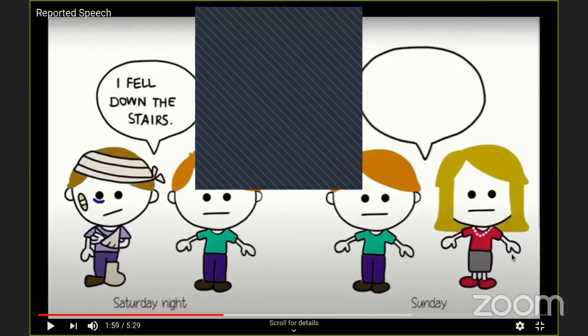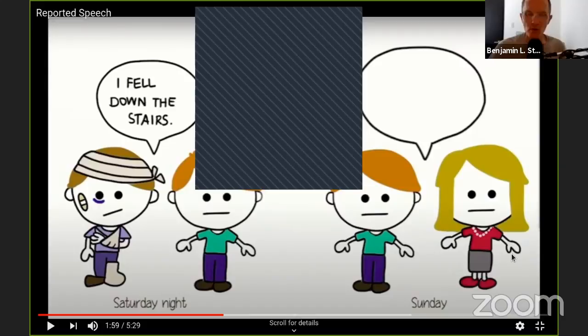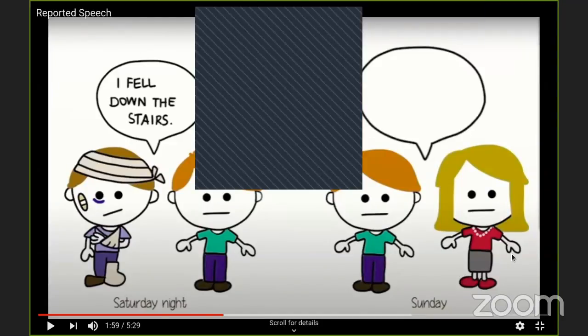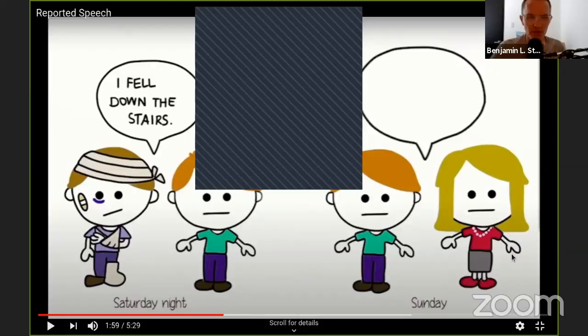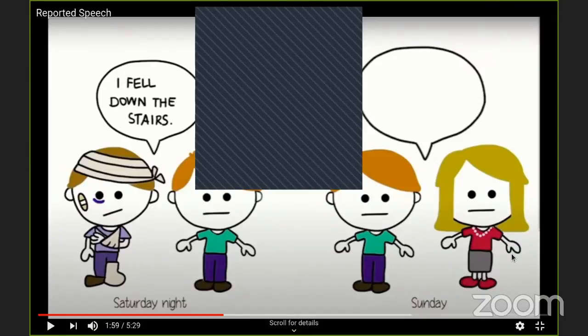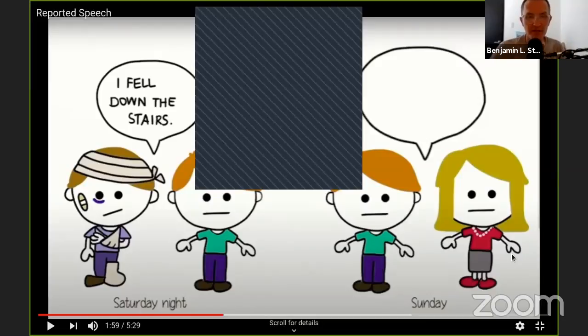I would keep it the same way. He said that he fell down the stairs. You would keep it in the same way. In what sense, Oscar? I wouldn't change the verb. Okay, so how would it be? Can you repeat it again? How would you state it as reported speech? He said that he fell down the stairs. Okay, he said that he fell down the stairs. Okay.